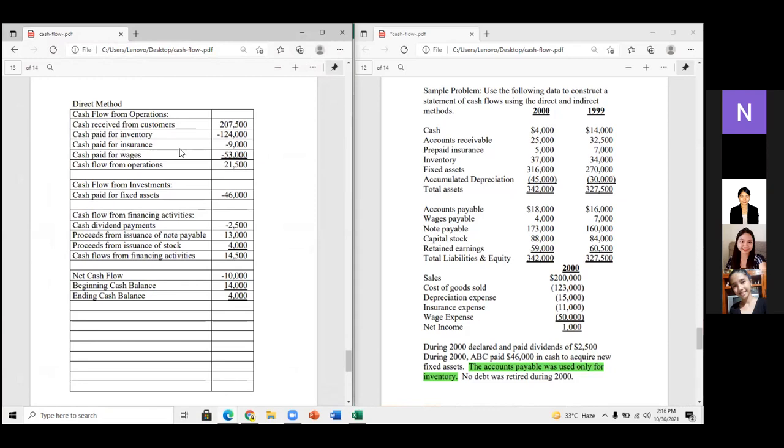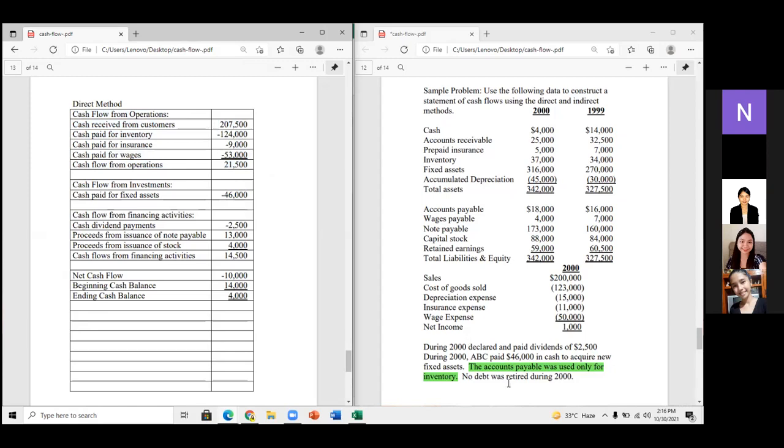So, ito na yung direct method. Na-explain na kung paano na-compute itong mga nasa cash flows from operations. So, yun nga, tulad ng nasabi kanina, kukunin natin yung cash received from customers, which is yung 207,500, and ililess na natin yung mga naging payments natin. Itong 124, 9,000, and 53,000. Kaya ang magiging cash flows from operations natin, 21,500. And after that, pupunta na tayo sa cash flow from investments.